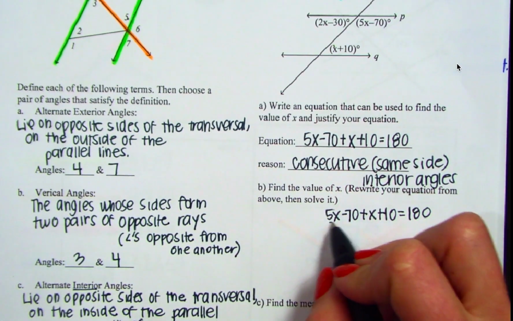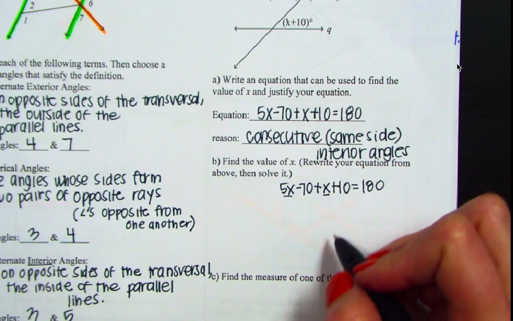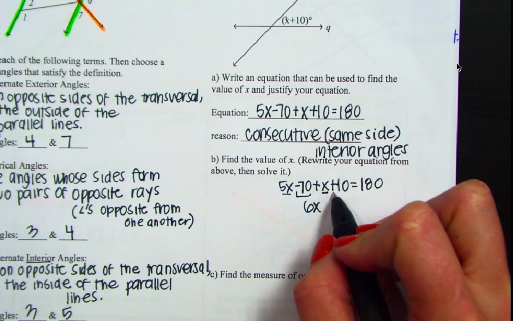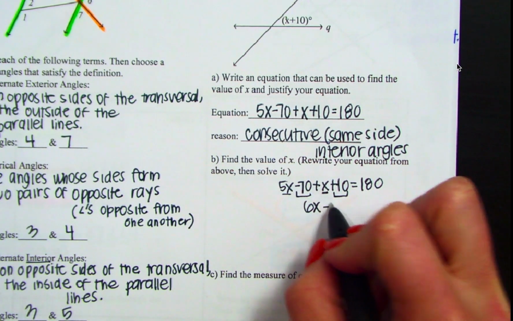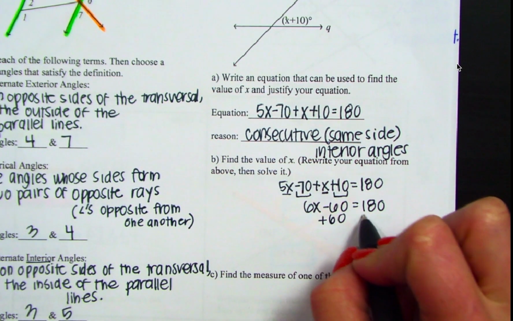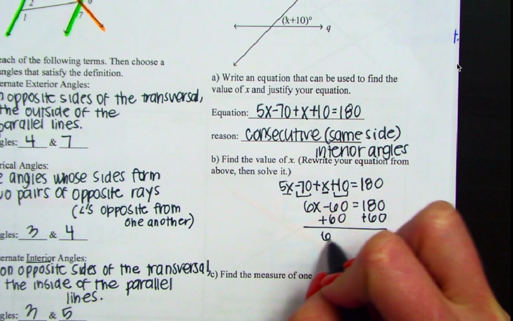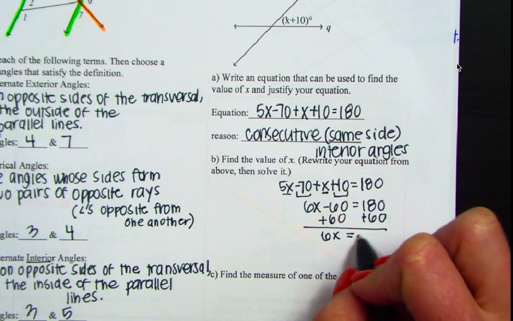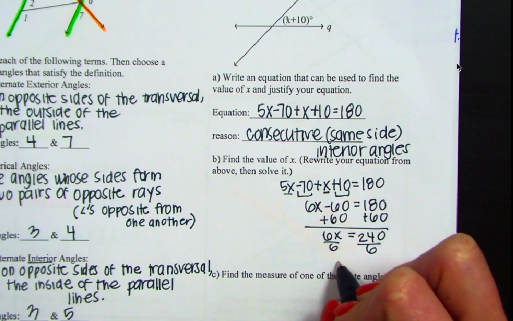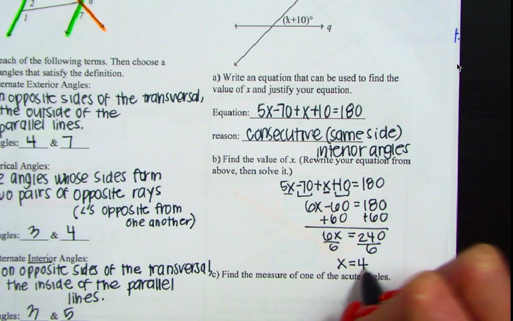So I'm gonna combine like terms. 5x plus x is 6x. Negative 70 plus 10 is negative 60. Then I'm going to add 60 to the other side. 6x is equal to 240. Then when I divide by 6, x is equal to 40.